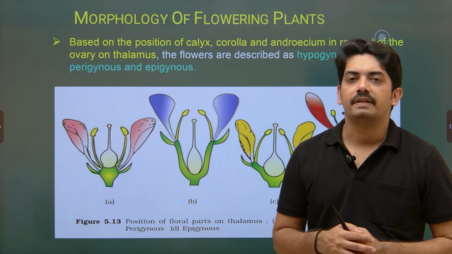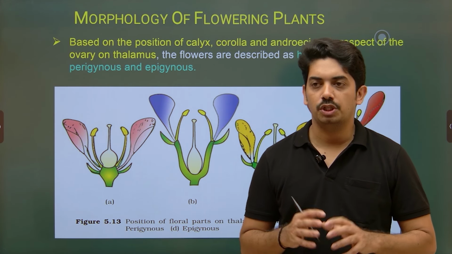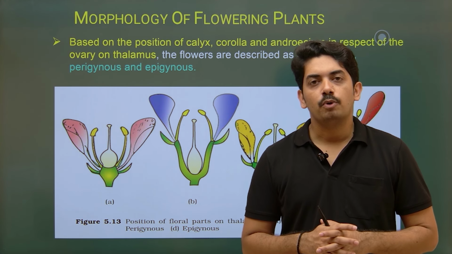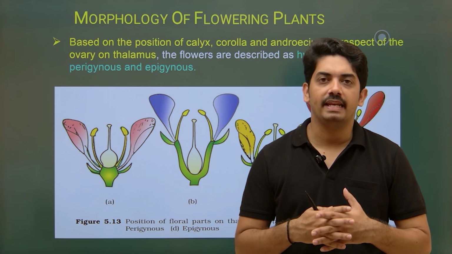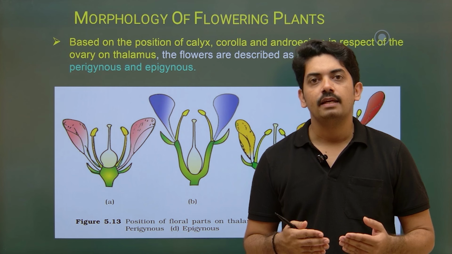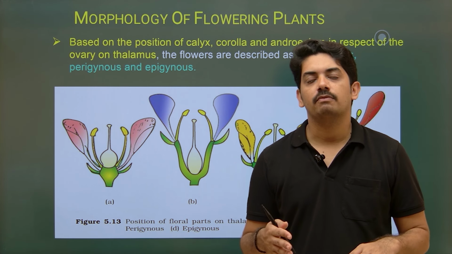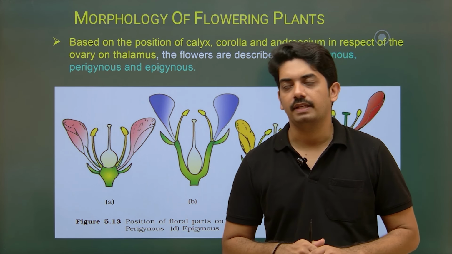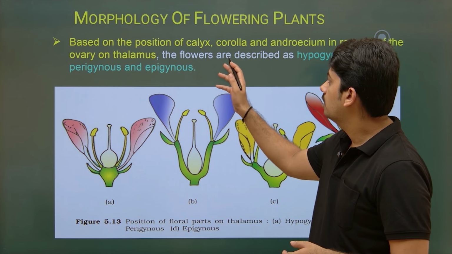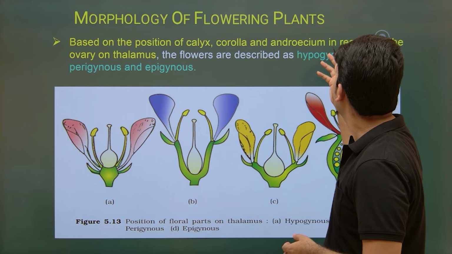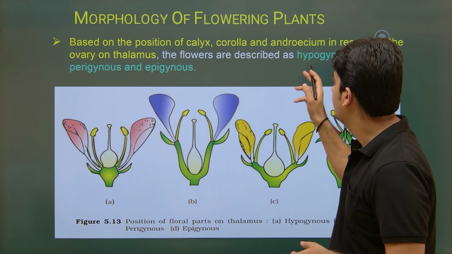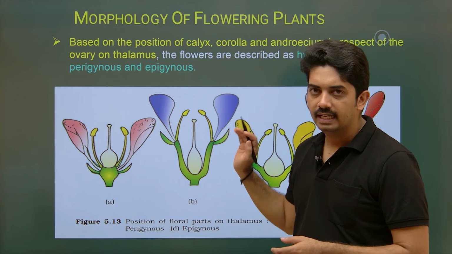Now coming to different types of flowers based on the position of the ovary. There are 3 types: hypogynous, epigynous and perigynous. In other words, we can say superior ovary, inferior ovary, and one more type where it is half superior and half inferior. Let us see the examples. Based on the position of the calyx, corolla and androecium with respect to the ovary on the thalamus, the flowers are described as hypogynous, perigynous and epigynous.